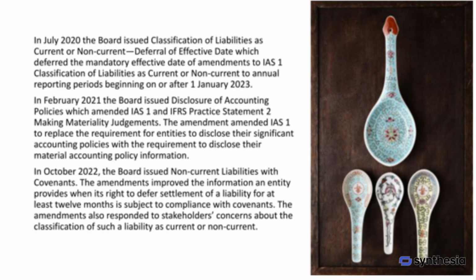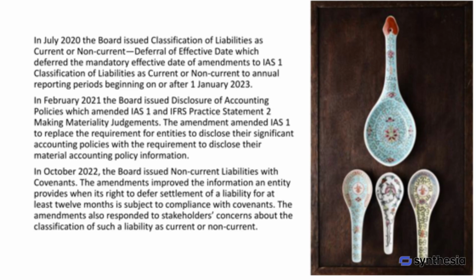In February 2021, the International Accounting Standards Board, IASB, issued the Disclosure of Accounting Policies Amendment, which modified IAS 1 and IFRS Practice Statement 2 on making materiality judgments. The change replaced the requirement for entities to disclose their significant accounting policies with the requirement to disclose material accounting policy information. This adjustment aimed to provide more relevant and focused disclosures for financial statement users.